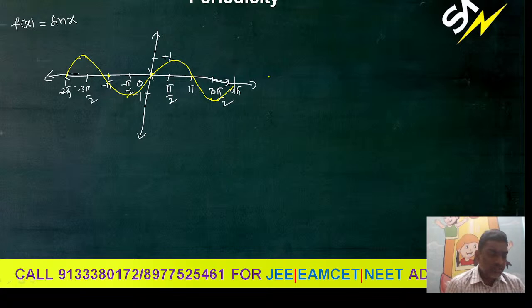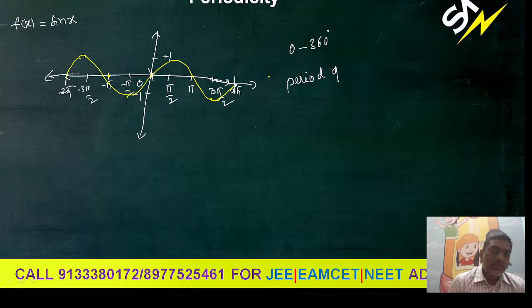Or suppose you start from -90. Where will this shape stop? It will stop at +90. After +90, again the same shape is repeating. So what is our conclusion here? From 0 to 2 pi, 0 to 360, the same shape of the curve is repeating again and again. That repeated part is called the period.